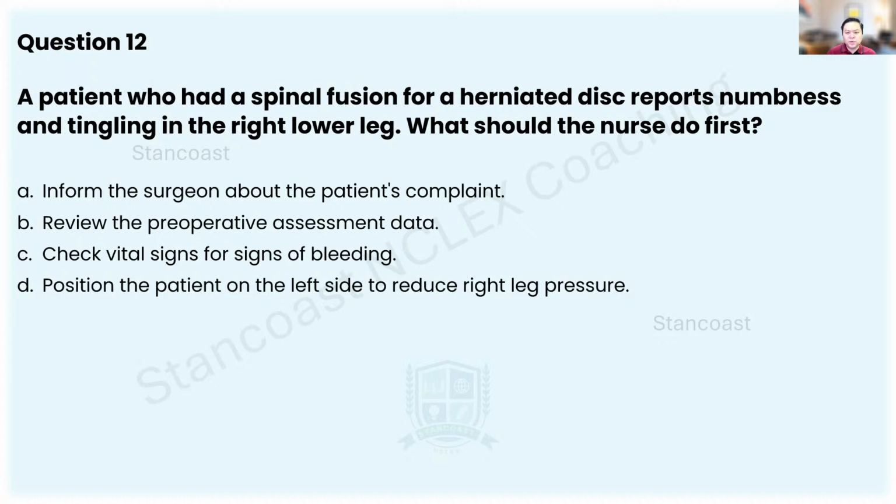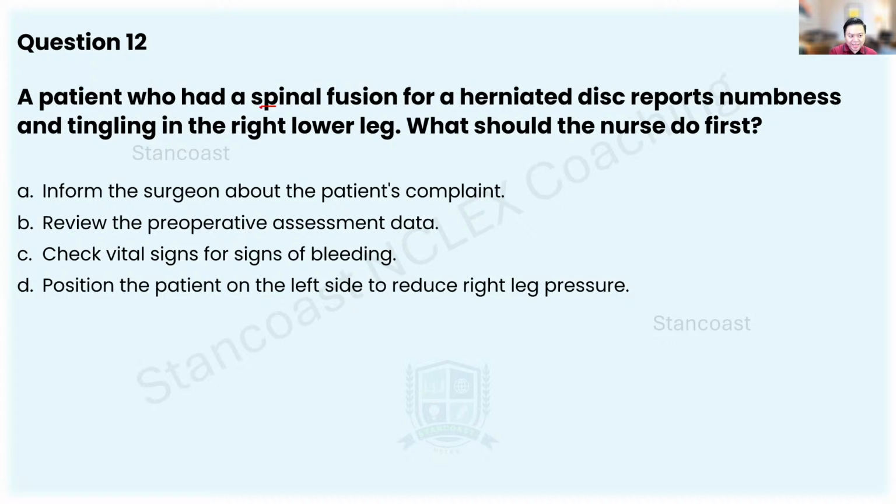A patient who had a spinal fusion for a herniated disc reports numbness and tingling in the right lower leg. What should the nurse do first? Is it A, inform the surgeon about the patient's complaint, or B, review the pre-op assessment data, or are you going to C, check vital signs for signs of bleeding, or D, position the patient on the left side to reduce right leg pressure?